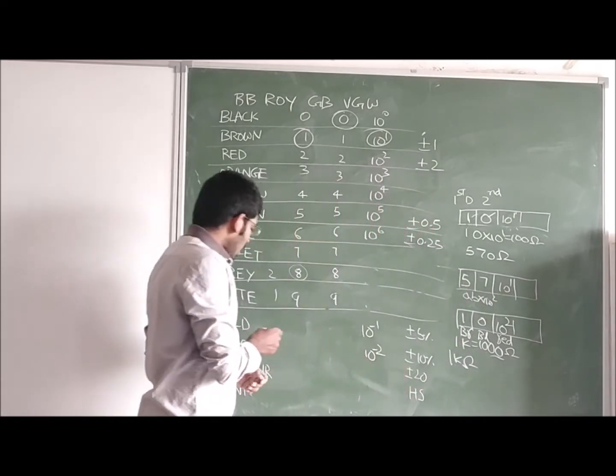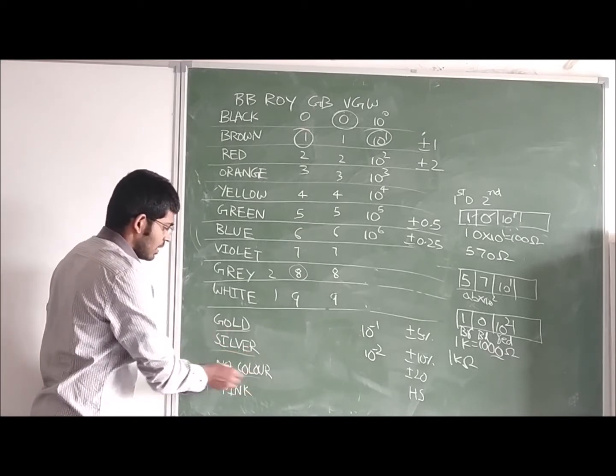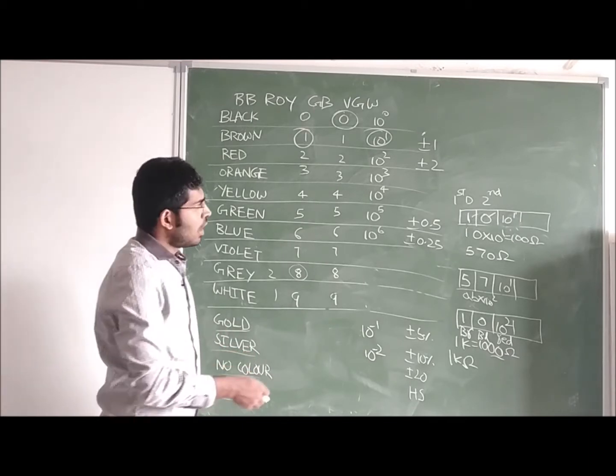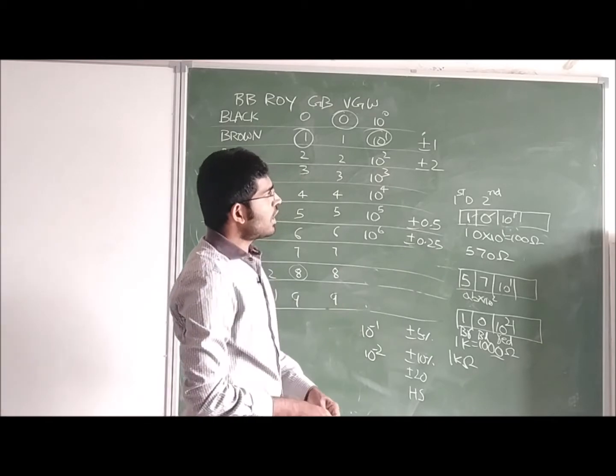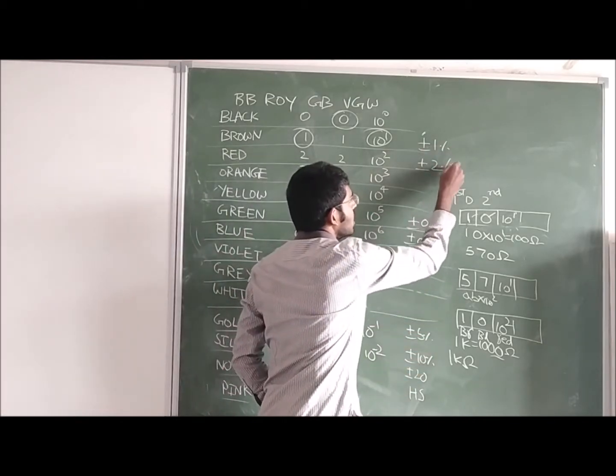Okay. Now we have some other colors. One is gold and another one is silver, no color, pink. Already we discussed tolerance, which we always represent in percentage. This is plus or minus 1%, plus or minus 2.